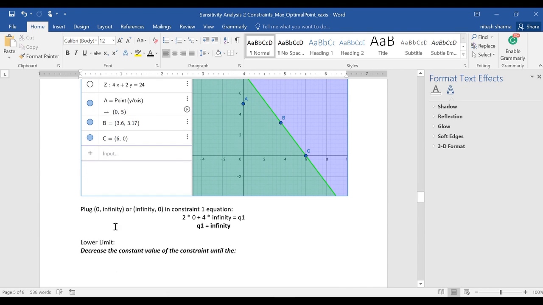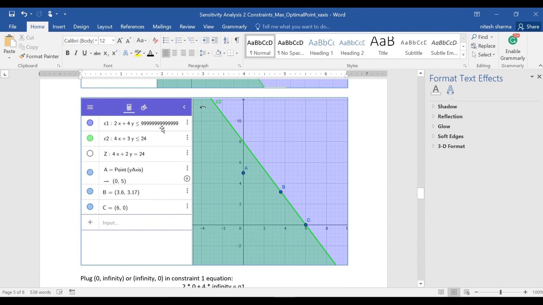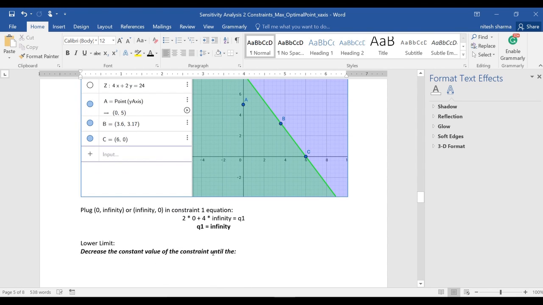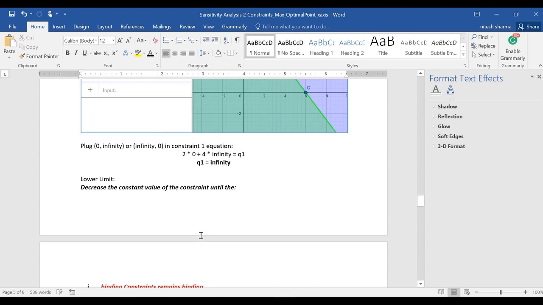So to find the upper limit, I need to plug in any of the x-intercept or y-intercept of the constraint 1 line. So if I am moving it till infinity, that means either the x-intercept is (infinity, 0) or the y-intercept is (0, infinity). So if I plug any of it in constraint 1, it gives me Q1 equal to infinity.